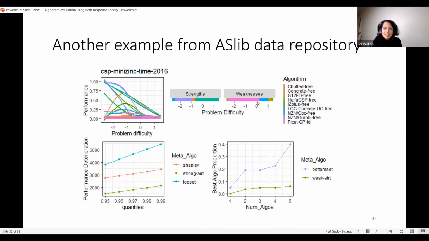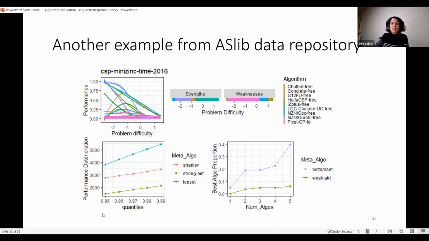And then we can see the strengths and weaknesses. You have these big strengths of that particular algorithm, which I think is MZN Gurobi free. And for easier problems and for more difficult ones, you have one of these other algorithms. I think this is LCG glucose UC free. And then you have these weak algorithms as well. So you see the strengths and weaknesses.